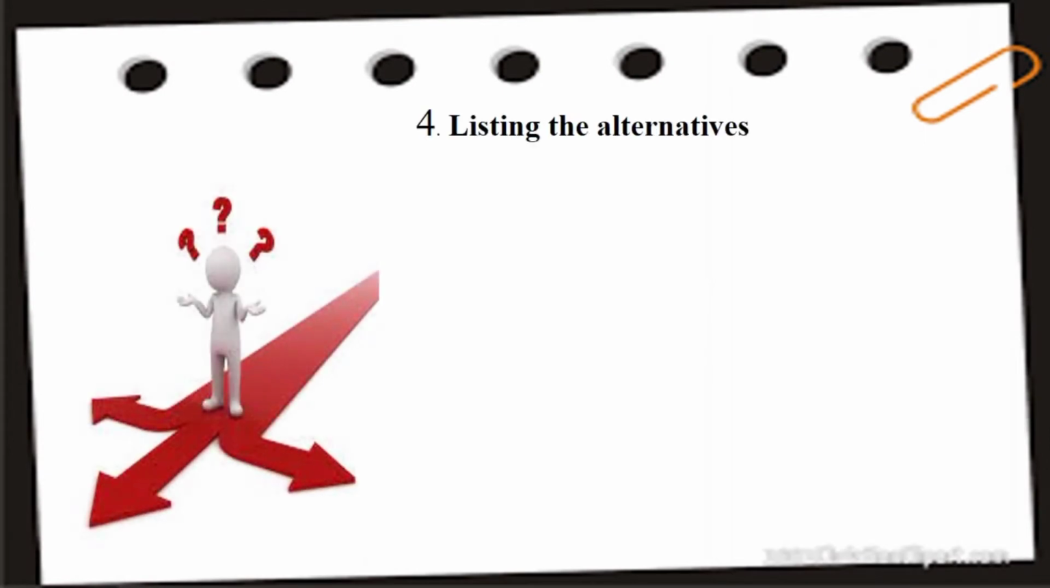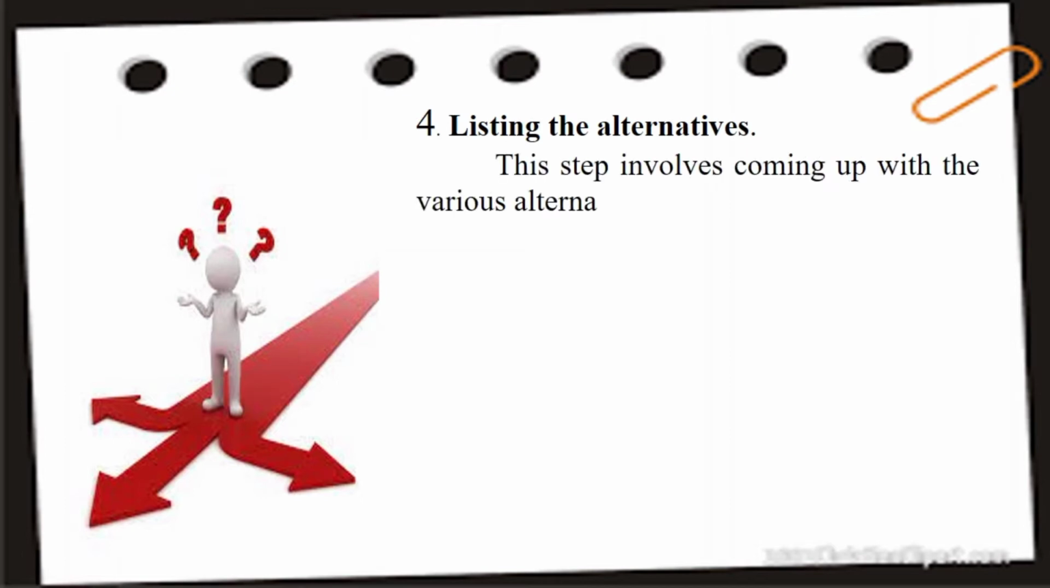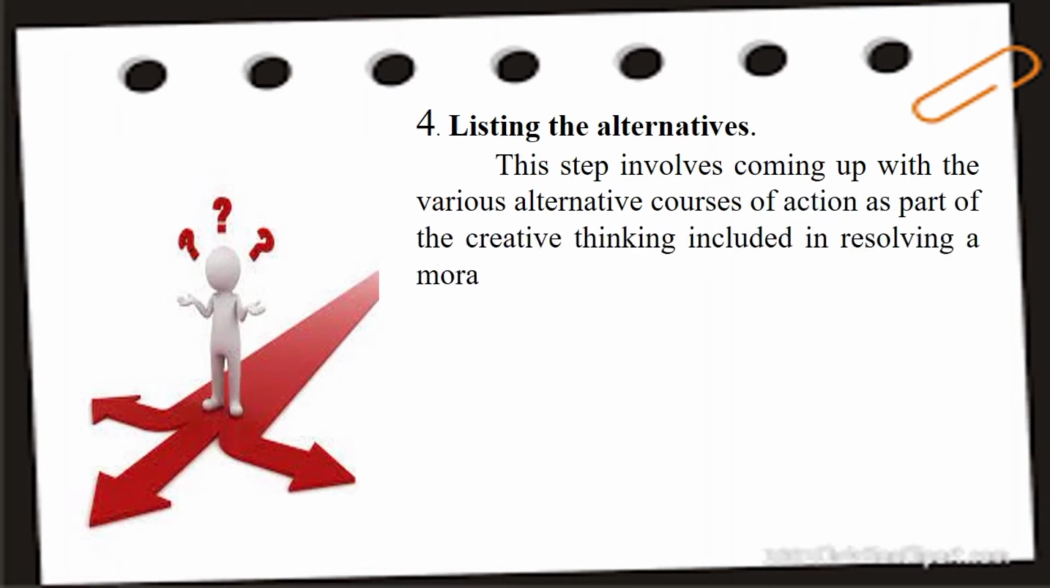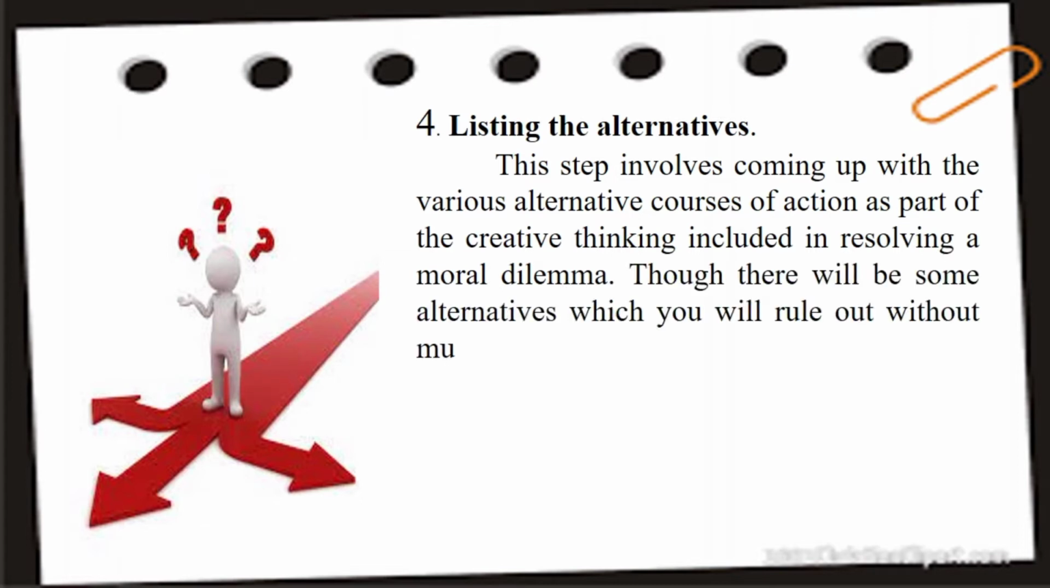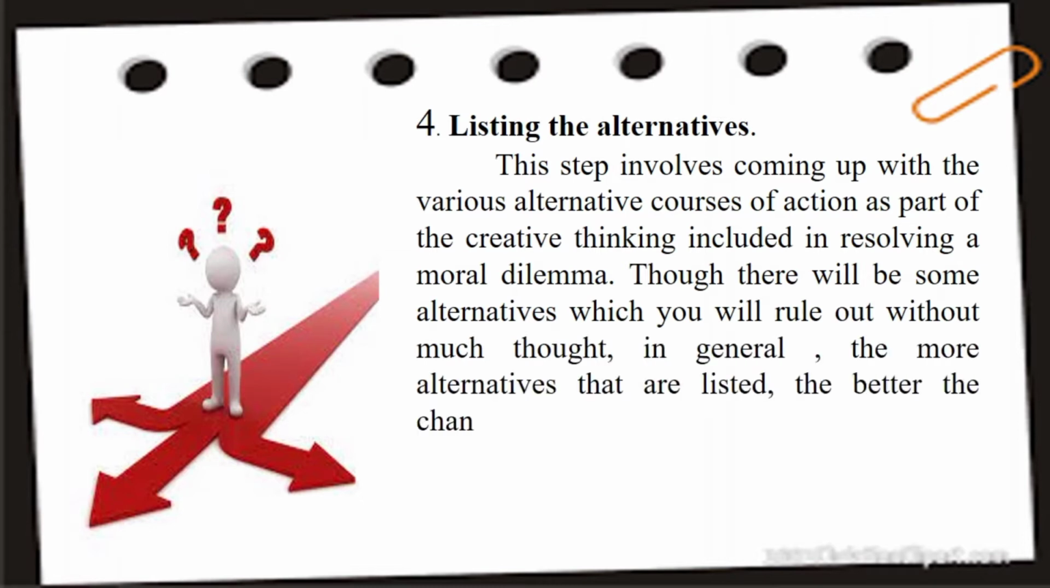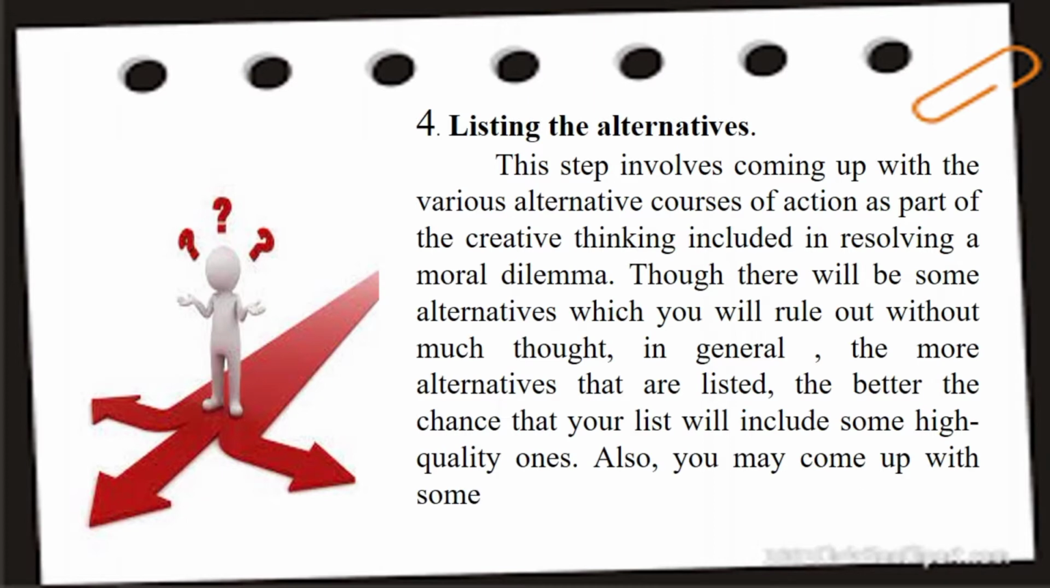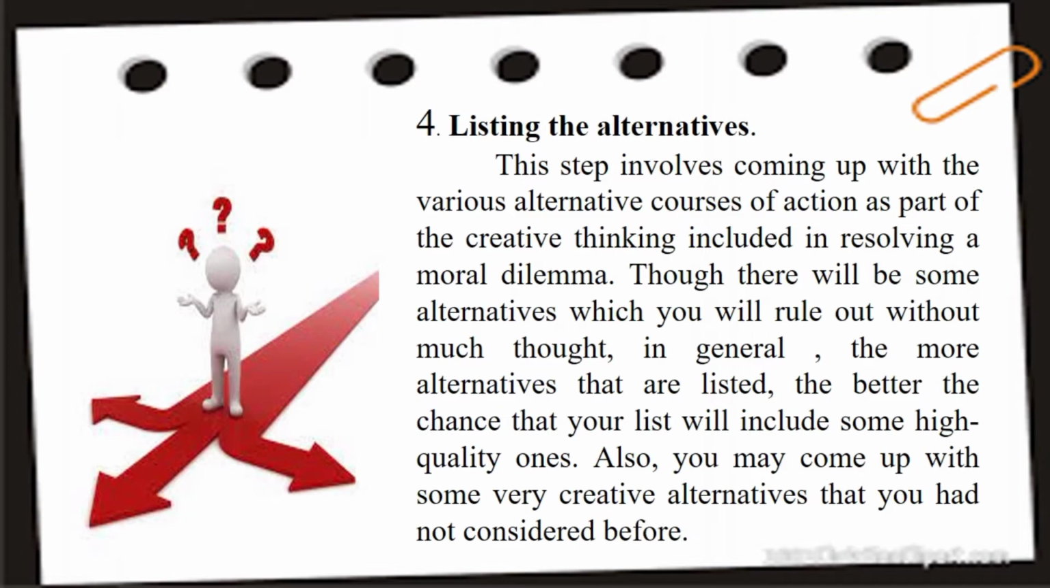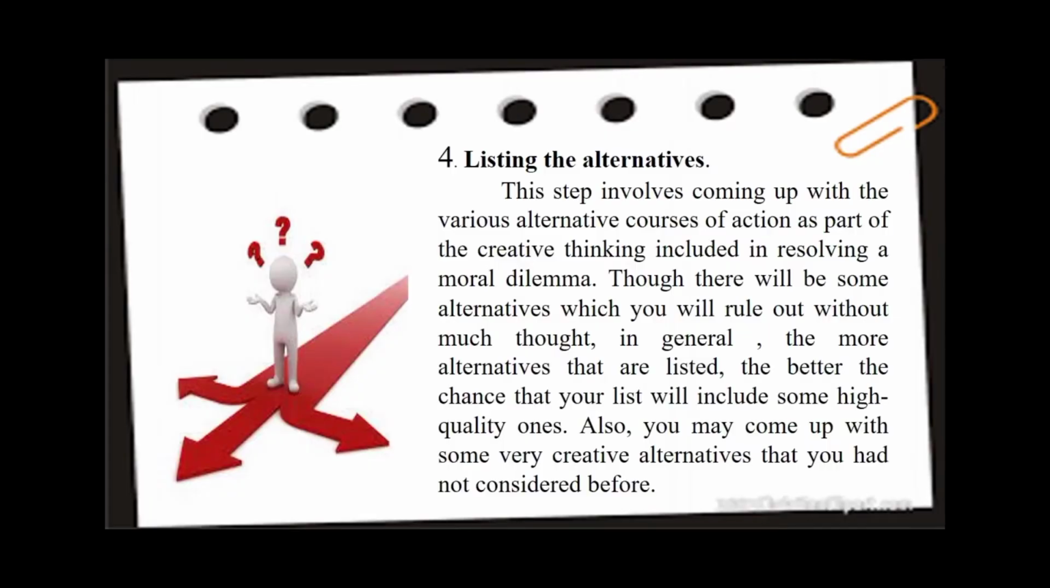Number 4, testing the alternatives. This step involves coming up with various alternative courses of action as a part of the creative thinking included in resolving a moral dilemma. Though there will be some alternatives which you will roll out without much thought, in general, the more moral alternatives that are listed, the better the chance that your list will include some high quality ones. Also, you may come up with some very creative alternatives that you had not considered before.